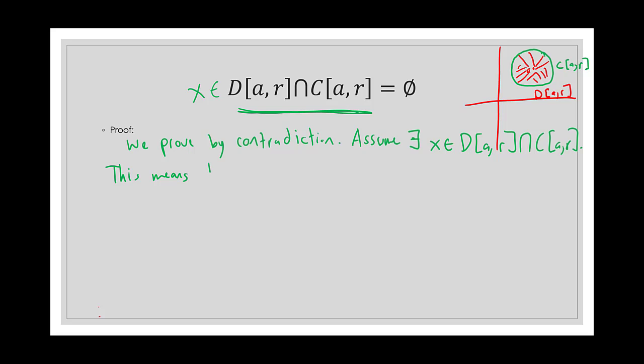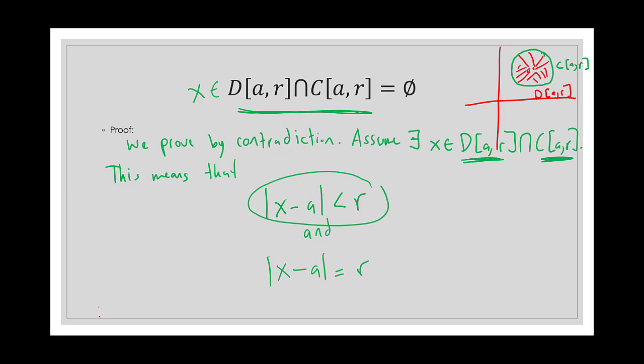since x is in the disk of radius r, we have that |x - a| must be less than r. But since it's also in the circle of radius r, this means that the distance between x and a is equal to r. But this can't happen, right? You can't have distance less than r and at the same time have distance equal to r. A contradiction. Therefore, the intersection must be empty.